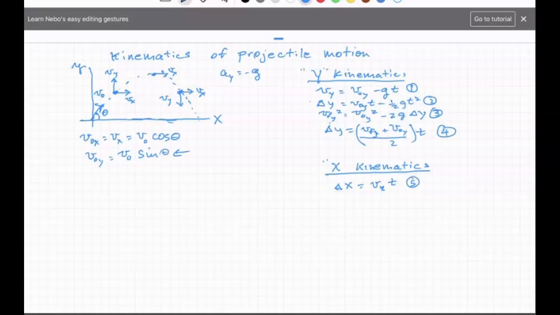All right, good. So now we can solve any part of a projectile problem using these four equations for the y kinematics and the one equation for the x kinematics, knowing that the t, the elapsed time, is the same in each set of equations. So we can always use information from one set and apply it to the other set.